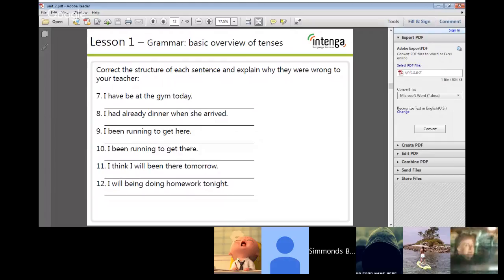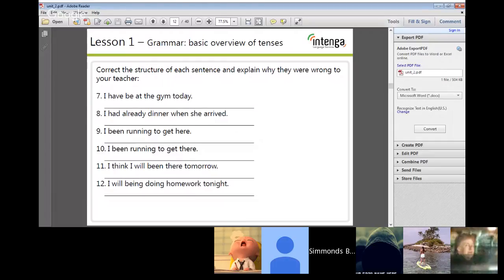Be doing. I will be. Yes. Okay, good. And so, yep, Hacken, thank you. I will be doing homework tonight. So what verb tense is this? Future continuous. Thank you. Very good. I will be doing the future continuous tonight.